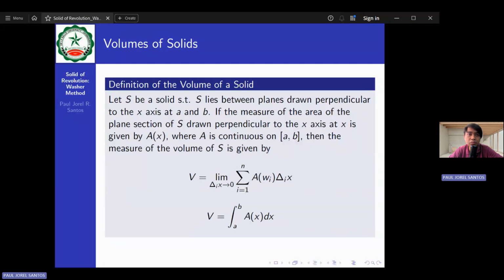Now, for us to solve it more easily, it can also be rewritten as the volume is equal to the integral of A of x dx from a up to b.